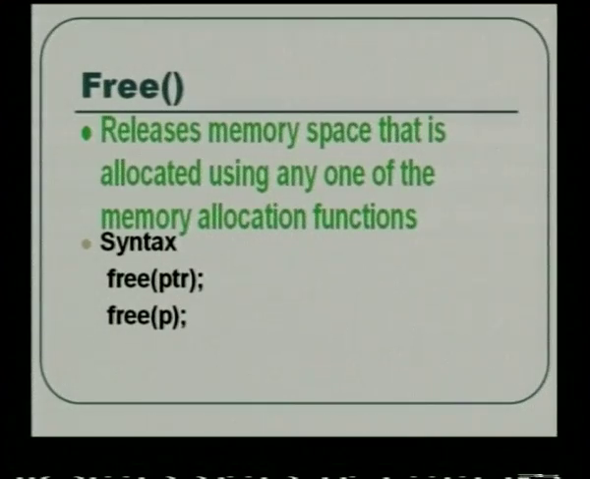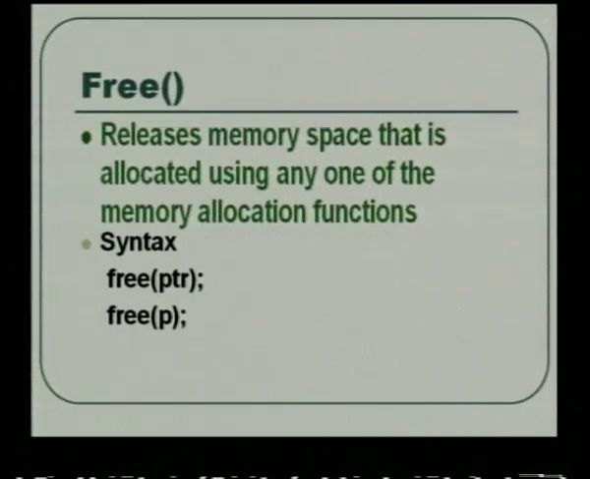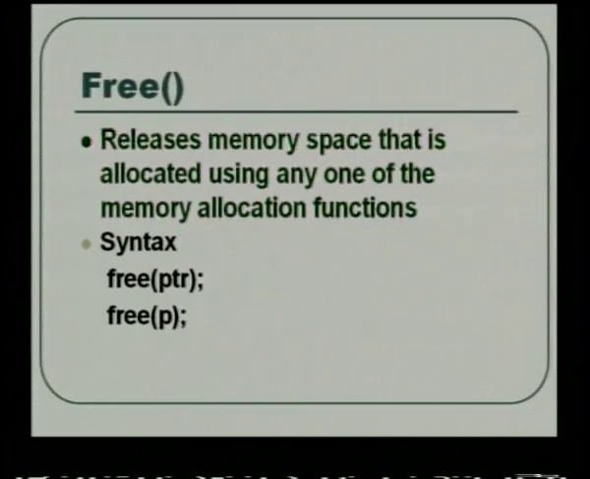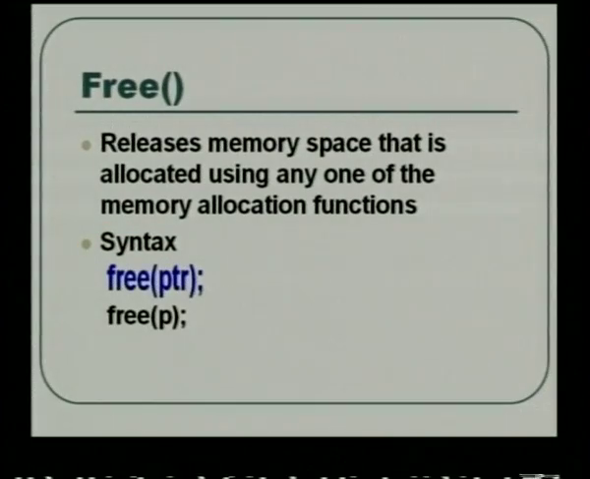So, next we move to free. Free is nothing but release of the memory. So, this releases the memory space that is allocated using any one of the memory allocation functions. Now, you should remember that memory that is allocated using the dynamic memory allocation functions only can be freed by this free function. The syntax is just free and the pointer variable that holds the address.